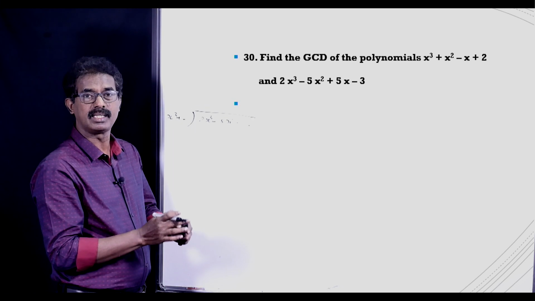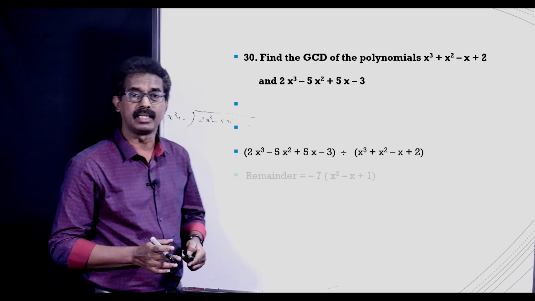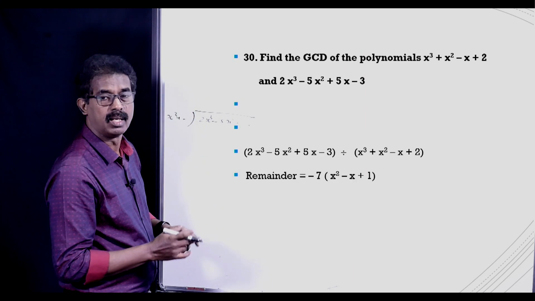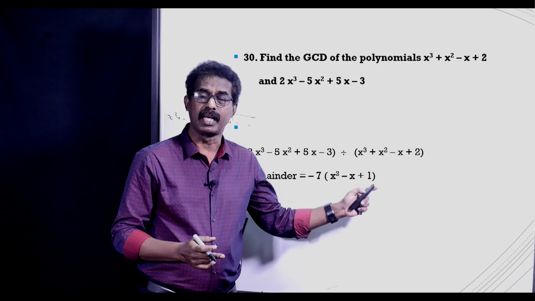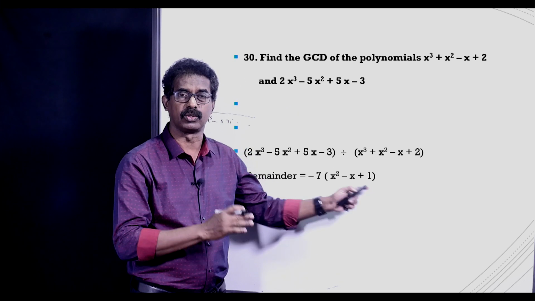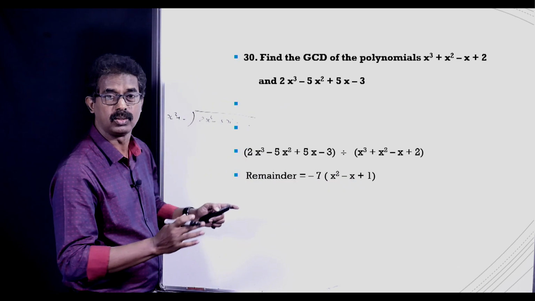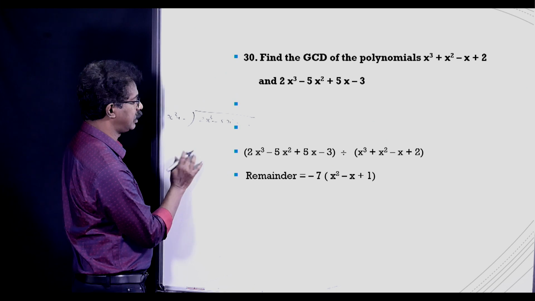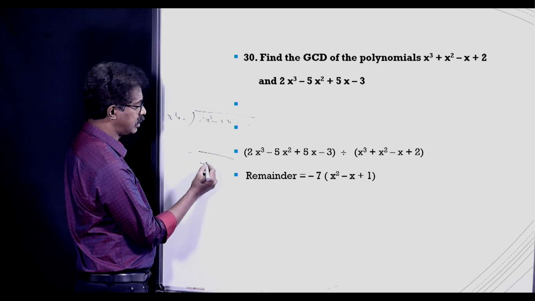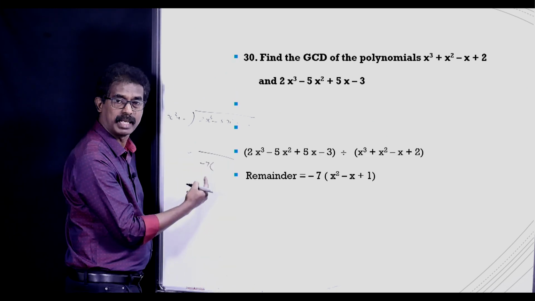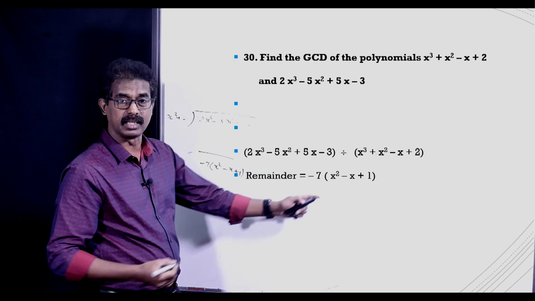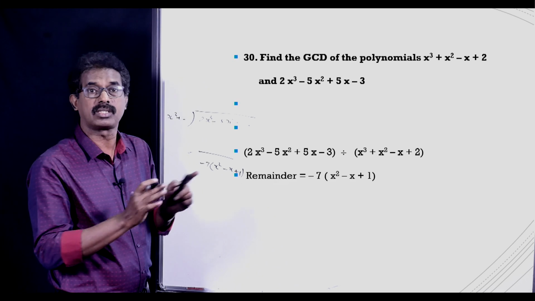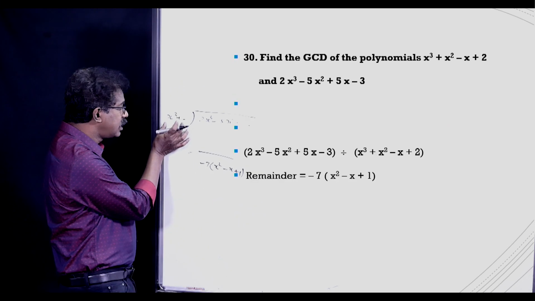But in this case, when you divide, you get the remainder as minus 7x square plus 7x minus 7. That minus 7 you take out. So the remainder is not 0, right? After getting the remainder, you take minus 7 common: x square minus x plus 1. You get the remainder like this. So no, you cannot stop here. Now take this inside.